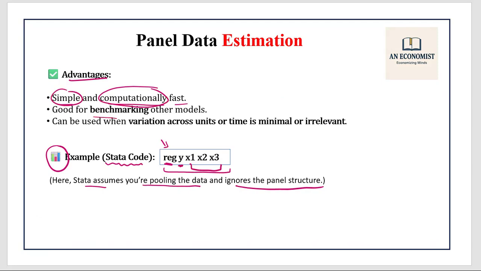The second thing is that it is for benchmarking of other models. This is basically the benchmark. You will compare the fixed effect models and random effect models with this pooled regression model, which we will do in our subsequent videos. So this is one of the advantages. And the third thing is that it can be used when the variation across units and time is minimal or irrelevant. If you assume that there is no individual specific effect or no time specific effect, then you can execute this simplified model, right? These are a few points that I wanted to explain to you.